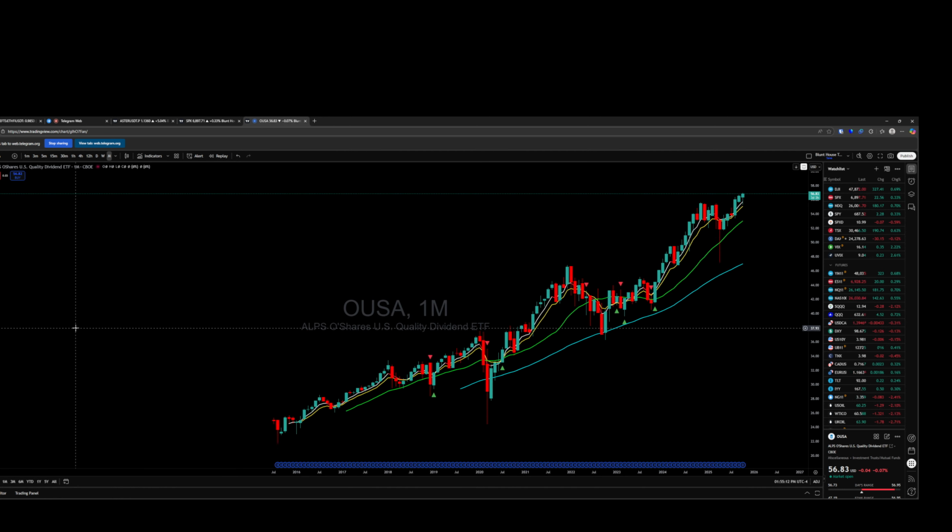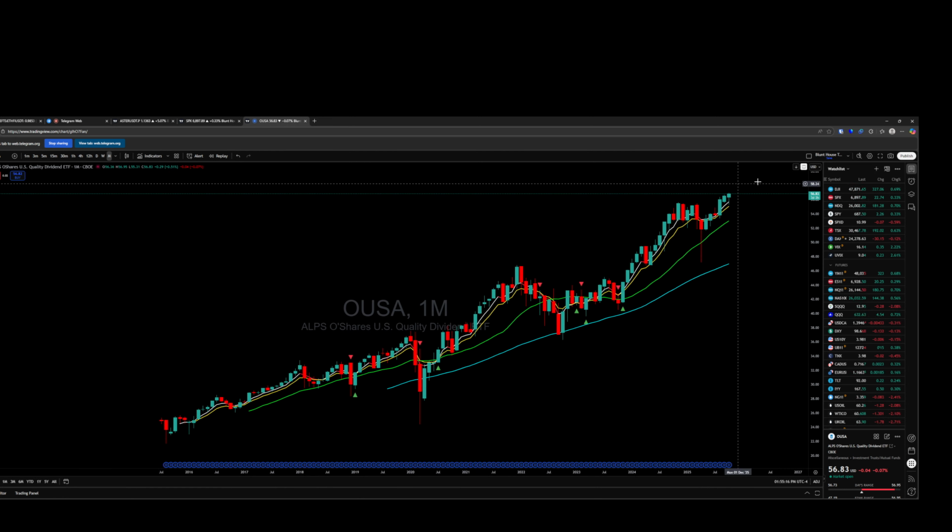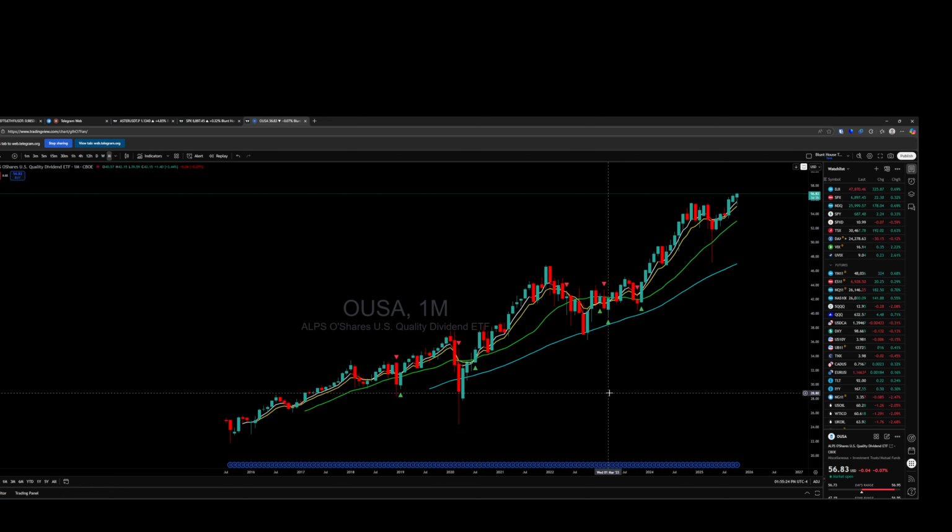It's shown that it does it before. I'm not saying don't buy it. I just would wait for a little bit of a pullback, and where it goes from here, who knows? It's all price exploration from there.